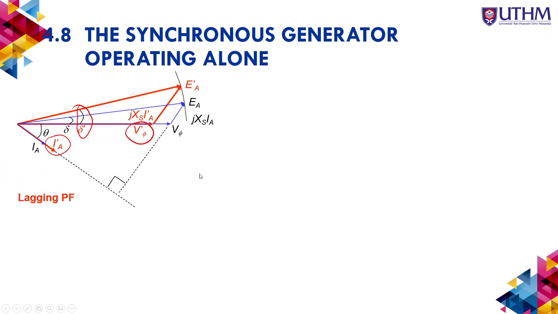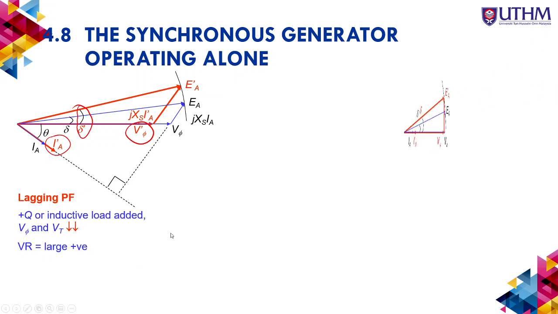So this is the effect of a lagging load. By increasing the lagging, inductive load, the voltage at the terminal will drop. These three things will increase, and then the voltage regulation will be positive and become larger.